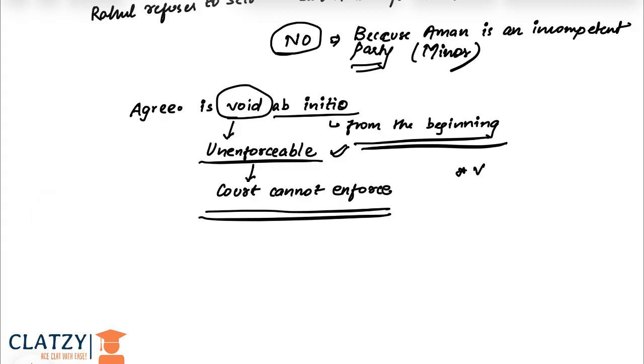For now, just note down that there is a difference between void ab initio and void. And we will discuss this in detail. I don't want to confuse you at this moment, and therefore I want you to just mention it separately in your notebook. We are going to discuss the difference between void ab initio and void later. For now, just understand that agreement with a minor is void ab initio, unenforceable from the beginning. It is as if that agreement never existed.